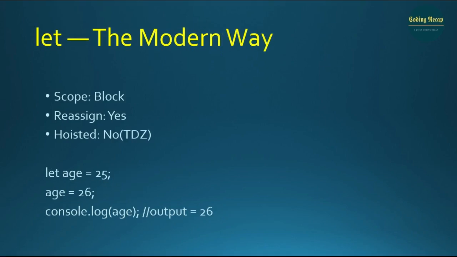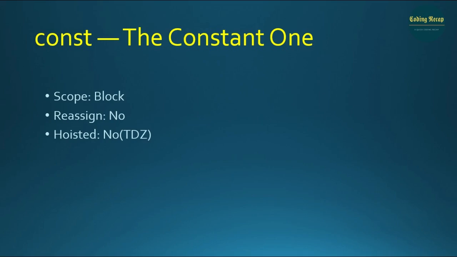Let was introduced in ES6 and it's what we use most often today. You can still reassign it, but it's block scoped, meaning it only exists inside the block where it's declared. Also, it's not hoisted the same way as var. If you try to access it before it's declared, JavaScript will throw an error, and it's called the temporal dead zone.